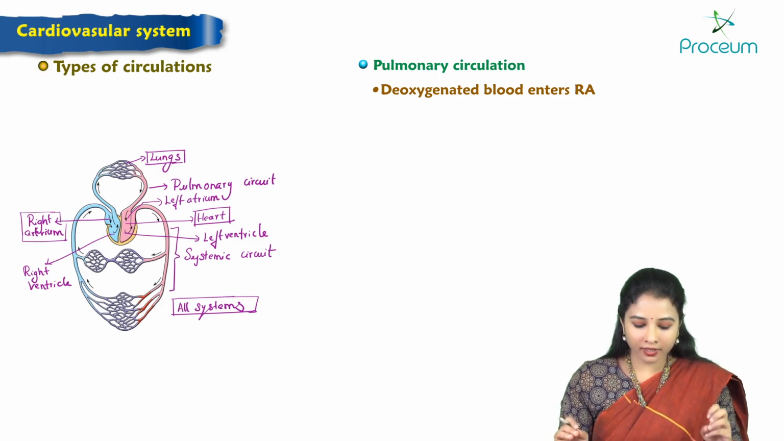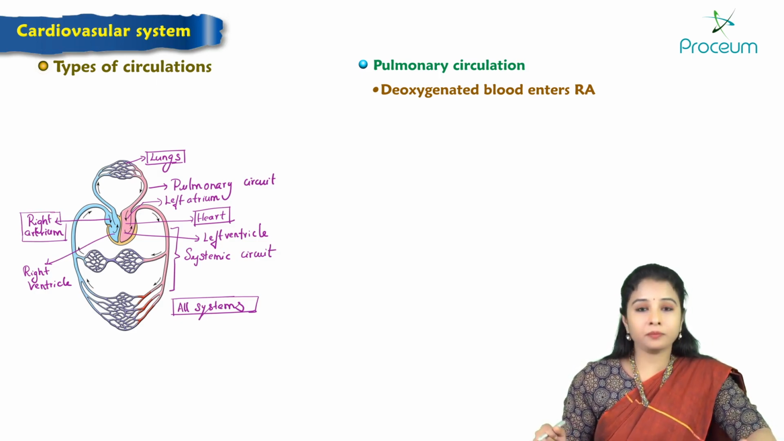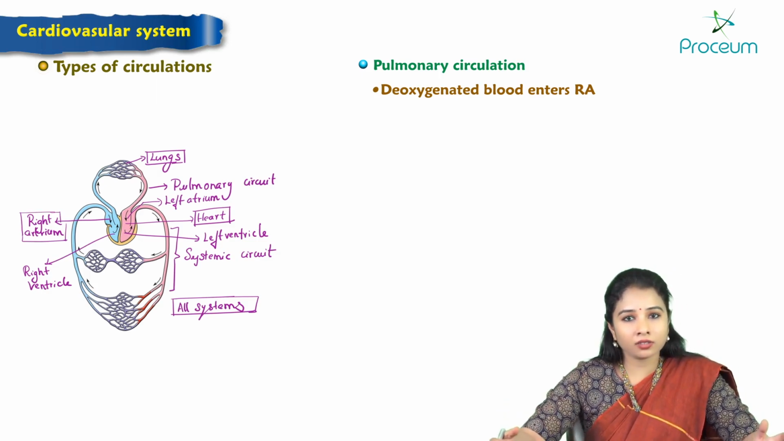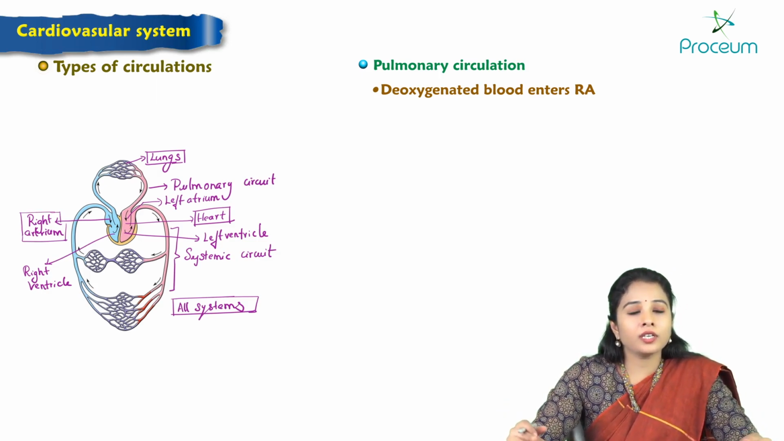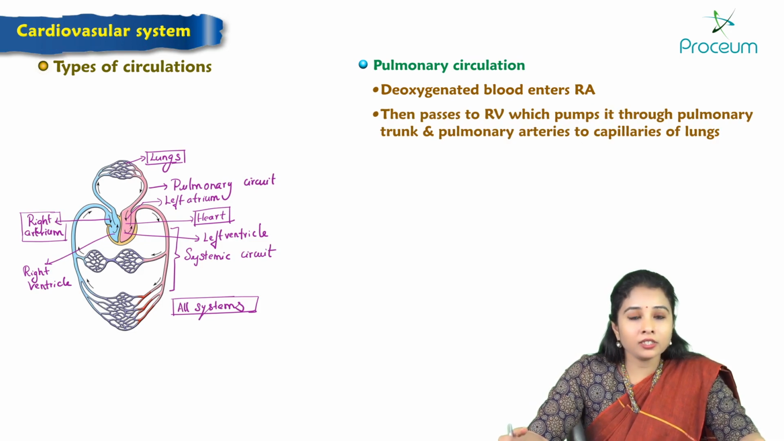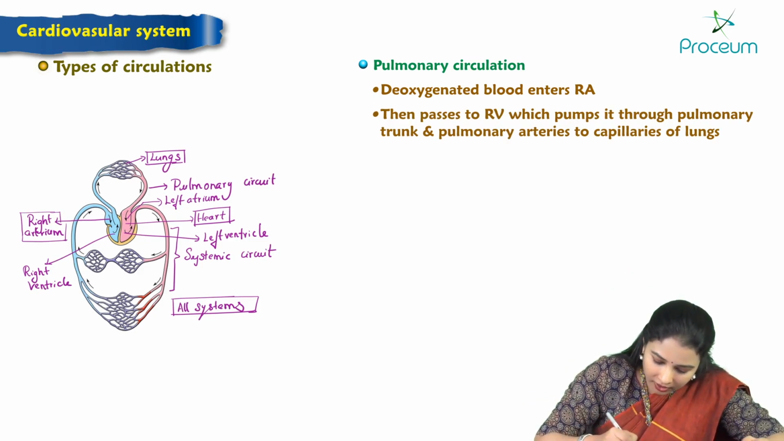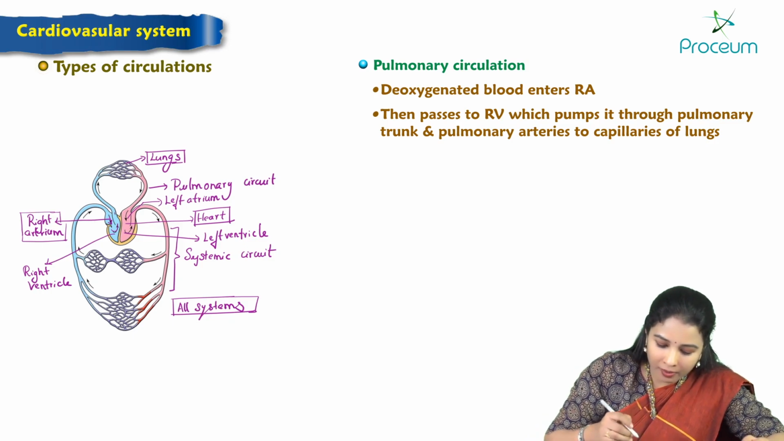The right atrium is the collecting chamber of the heart, where it receives the deoxygenated blood from various organs of the body. From the right atrium the blood enters into the right ventricle. We can see the direction here. From the right ventricle we can see the origin of the pulmonary trunk.